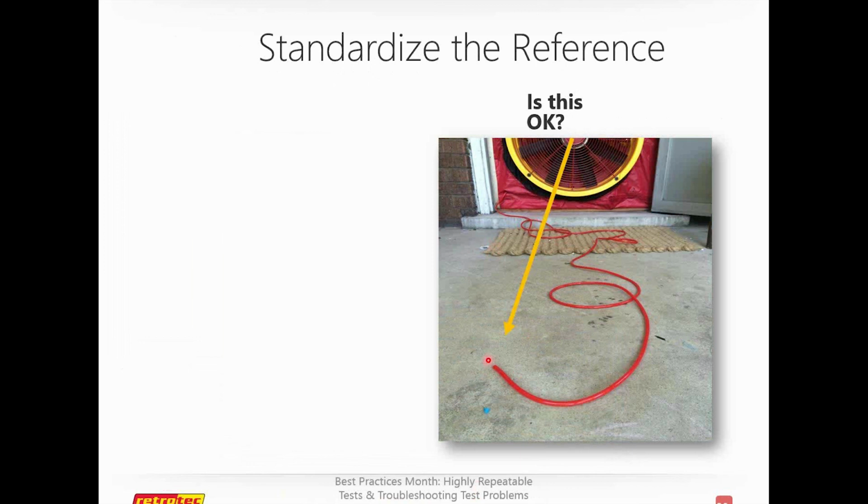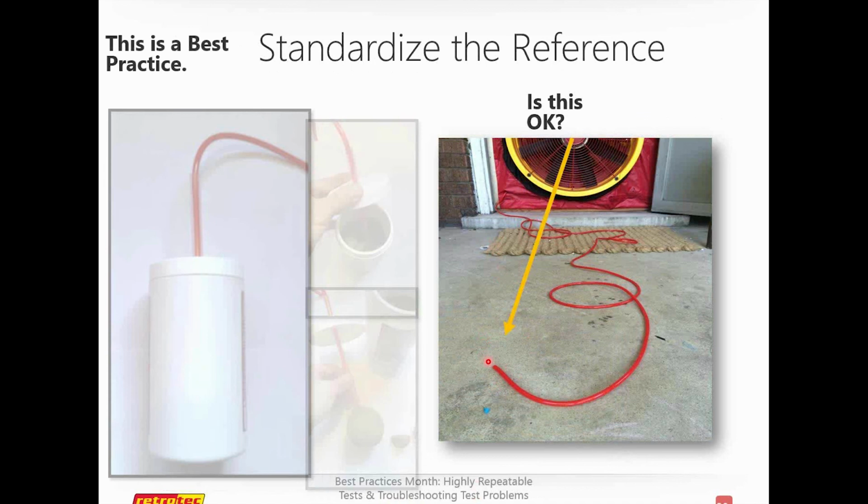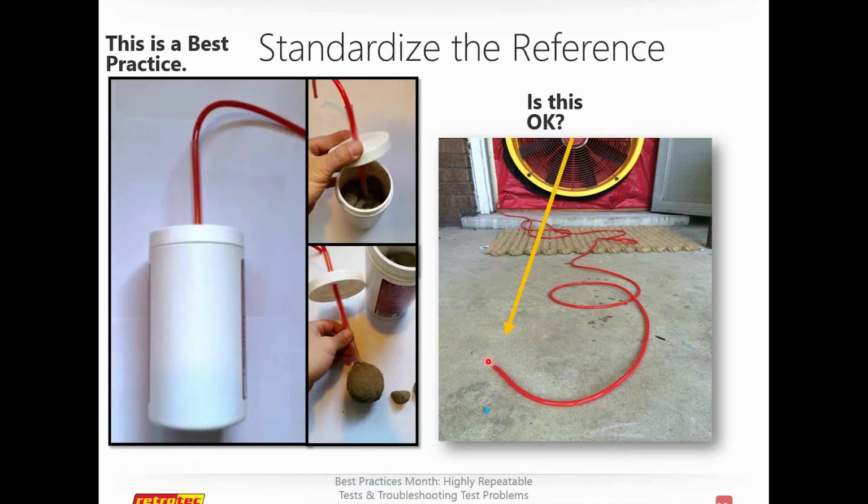Now, this particular reference tube is right in the blast of air from the fan. Many of you noticed that originally, and you were absolutely right. That can cause all kinds of turbulence and all kinds of mistaken readings and results. So what's the answer to that? Here's a best practice that I came up with.